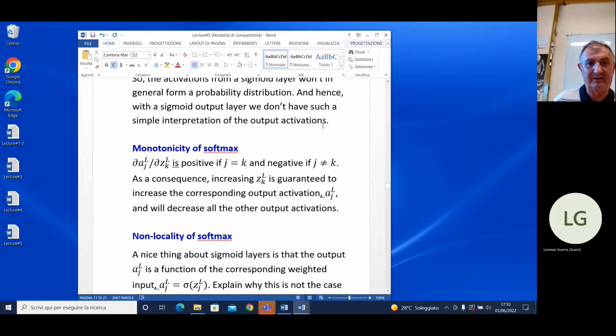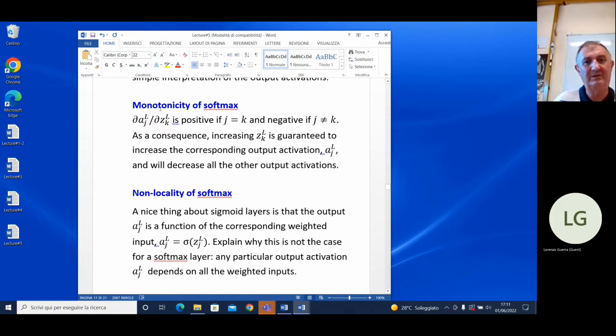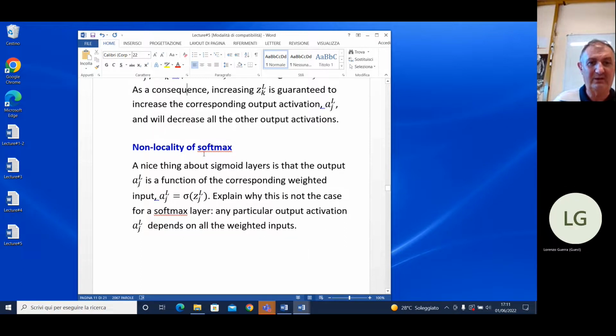Then there are some very interesting properties, such as the monotonicity of softmax. What is the monotonicity of softmax? The gradient of our activation function AJL with respect to the weighting coefficients is positive if J equals K and negative if J does not equal K. As a consequence, increasing WKL is guaranteed to increase the corresponding output activation AJL and will decrease all the other output activations. It is the monotonicity of the softmax algorithm.